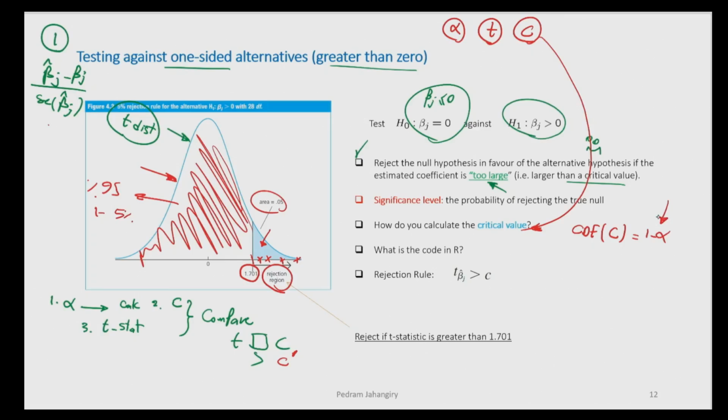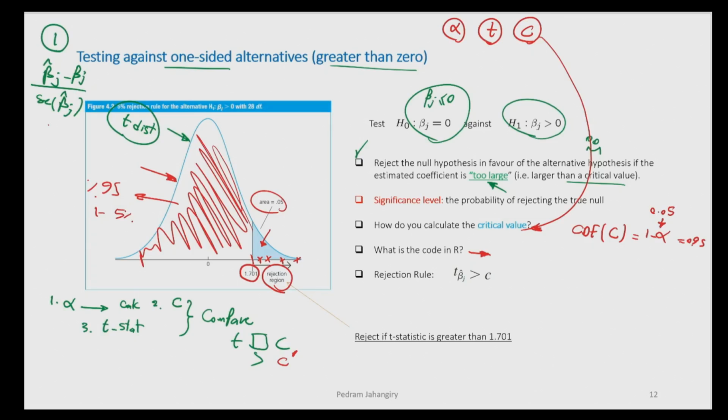Sorry, we're going to calculate the critical value. Because I have alpha, say alpha is 5%, I plug it in here. So here I have 0.95. Then I calculate the CDF, the area to the left of that 0.95. How do we do it in R? Very simple. We have to use the Q function.